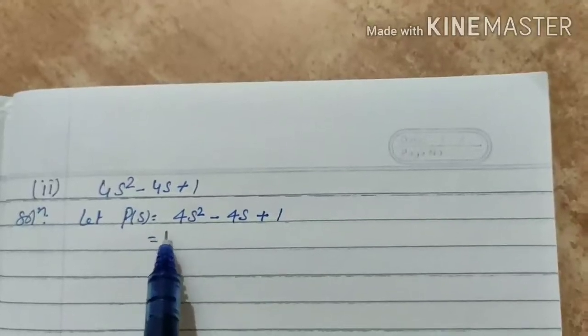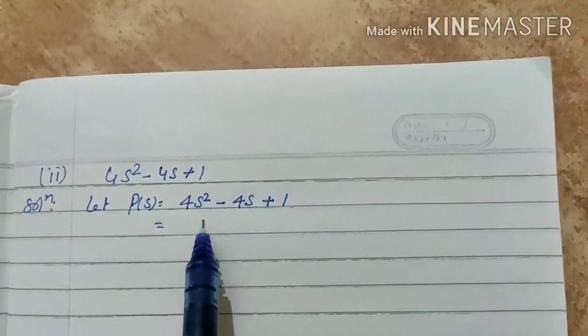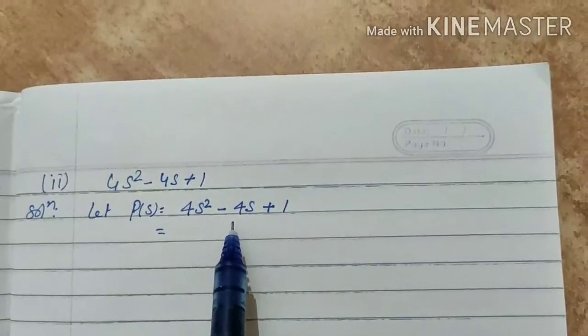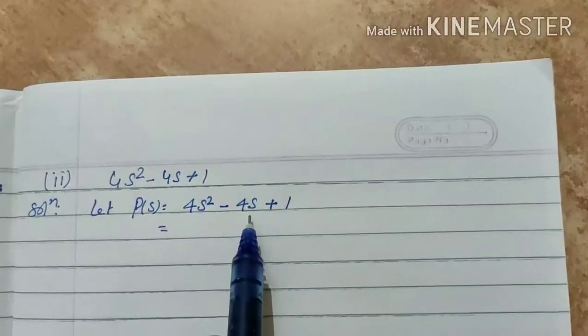So let p(s) equals 4s square minus 4s plus 1. So now we have two methods to factorize this given polynomial. First one is the mid-term splitting method and second is by using an identity.